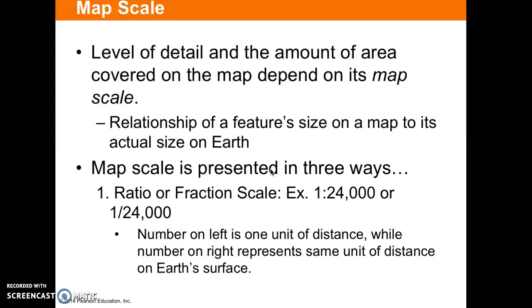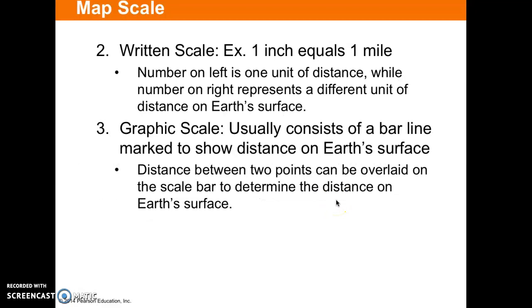And these terms, large scale and small scale, kind of come right from the idea of scale on a map, the number scale. And so you can see the map scale represented in 3 different ways. As a ratio or a fraction, so 1 to 24,000. So every 1 inch on the map is equal to 24,000 inches. You might see it written, so it would say 1 inch equals 1 mile.